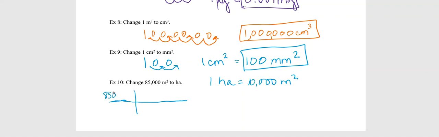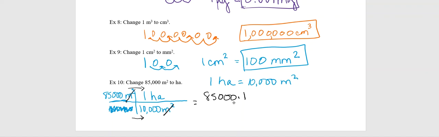We're given 85,000 square meters. I don't have anything on the bottom since it's a single unit. Here is my conversion. I have to make sure that whatever I have on the bottom is the same unit as the top unit on the opposite. Since I have square meters up here, I have to make sure I put square meters on the bottom. And those 10,000 square meters are equal to 1 hectare, so they make up the one part. My square meters cancel, leaving me in hectares. Go ahead and multiply straight across.